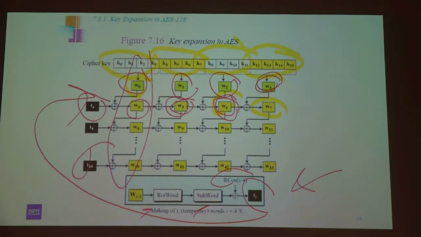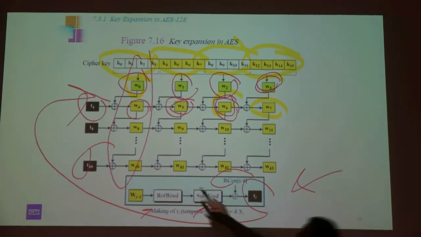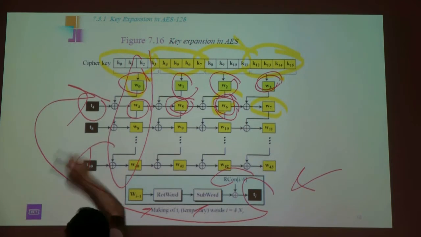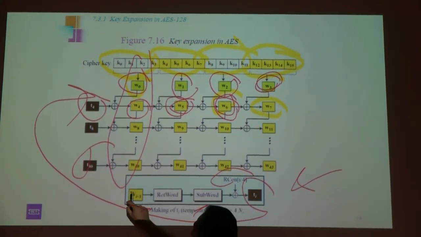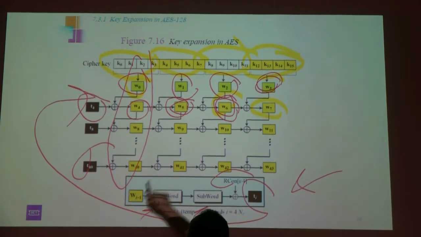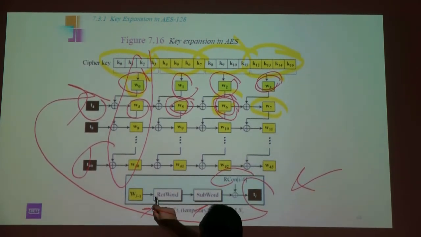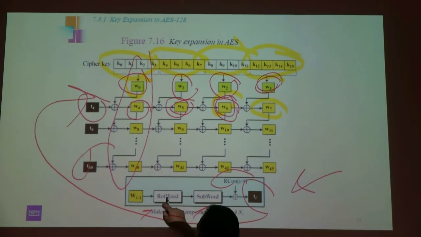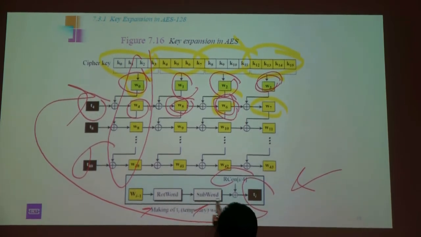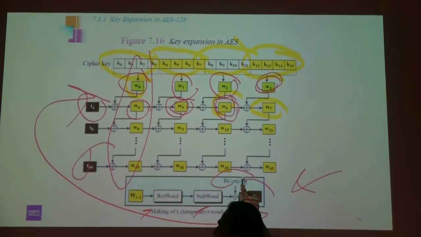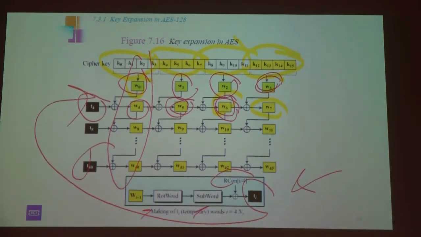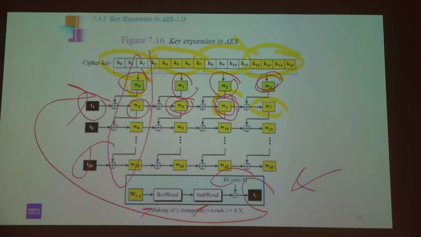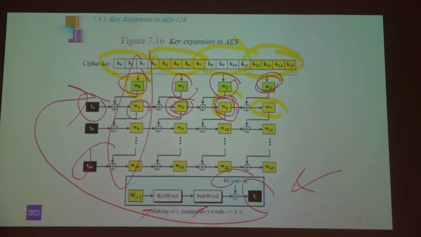Okay, so again, we're trying to find T4. So it equals what? W4 minus 1, which is W3. You take W3, what are you going to do? Rotate the word, then substitute the word, and then XOR it with some value in here. You're going to take out the sub value. Okay? So what is missing now from the whole picture in here?